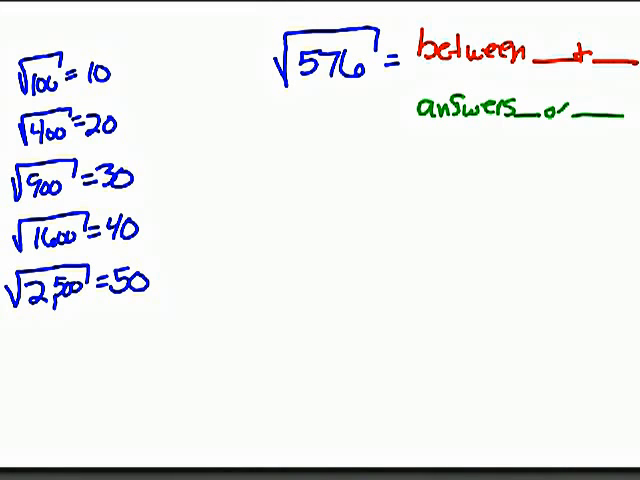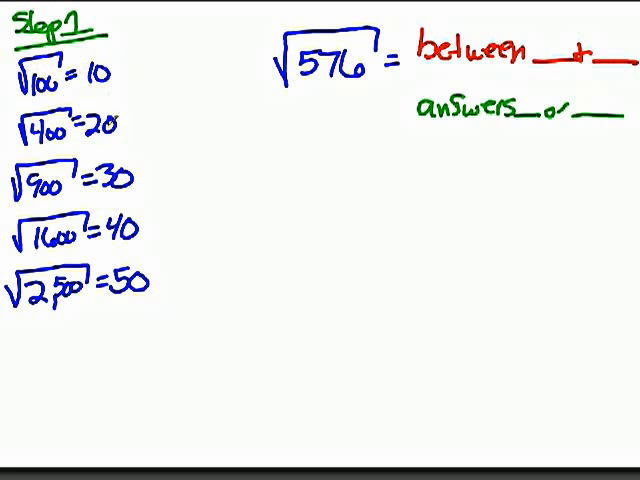Okay, well what if I give you a square root problem that is larger than 100? Because we all can do up to the square root of 100, 1 to 10. For example, what if I give you the square root of 576? The first thing that you want to do is what I've done right over here on the left-hand side. I'll label this as step 1.